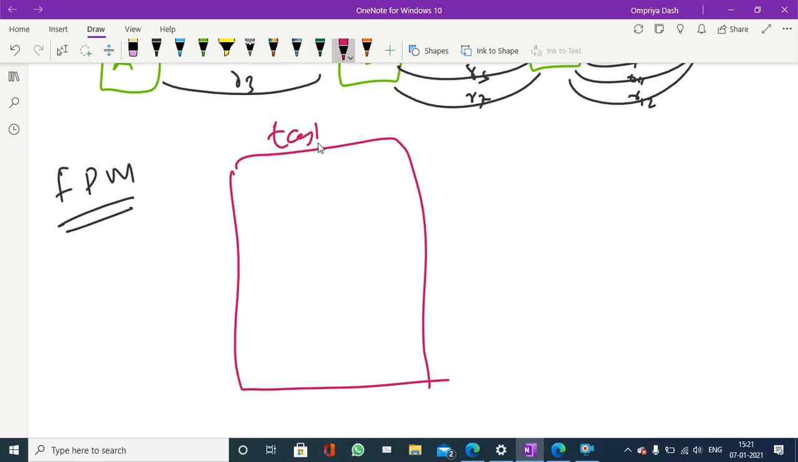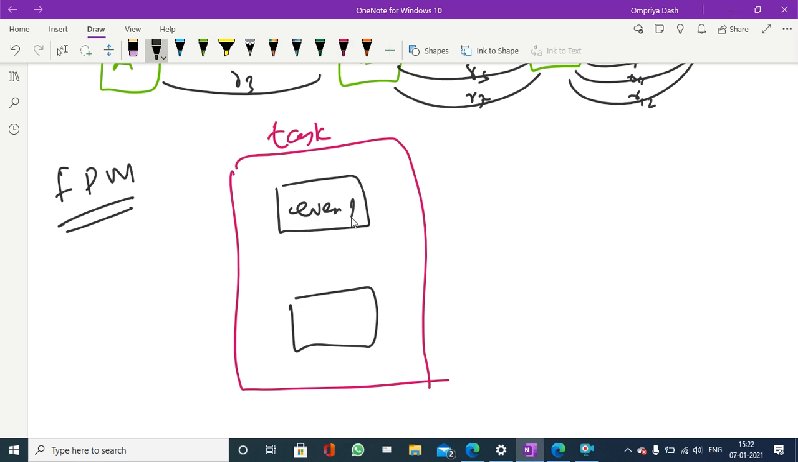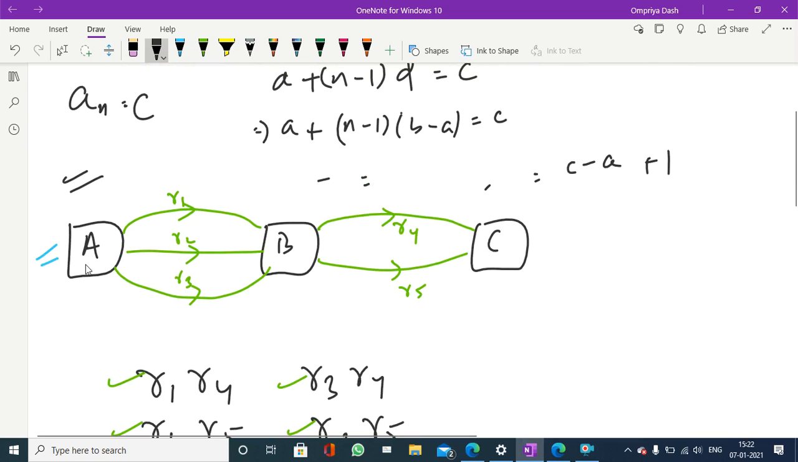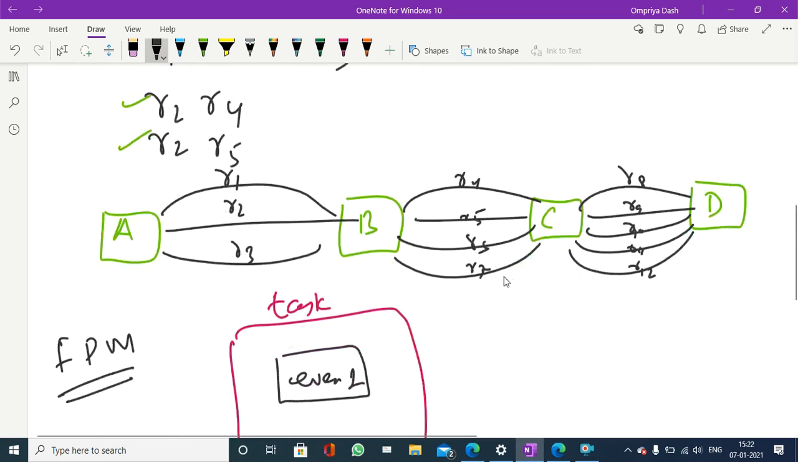Suppose I give you a task, and suppose this task is being carried out in, let's say, two stages. Let's call them event 1 and event 2. Just like here, our task was to go from A to C via B, and we did this in two stages or two events. Stage 1 or event 1 was to go from A to B. Event 2 was to go from B to C, right?